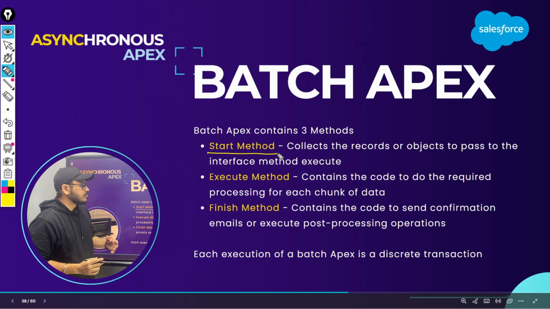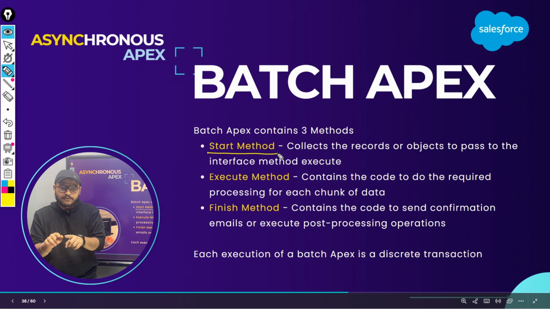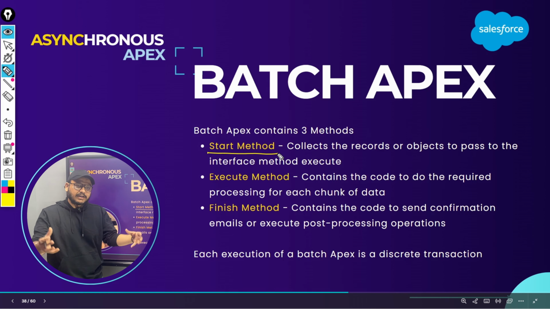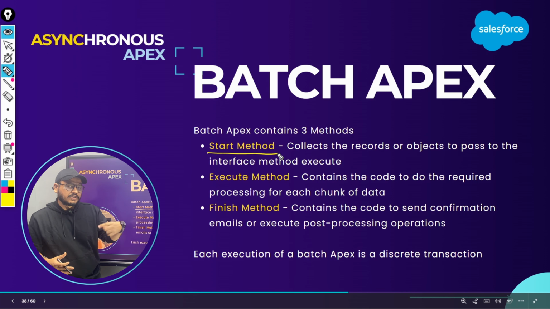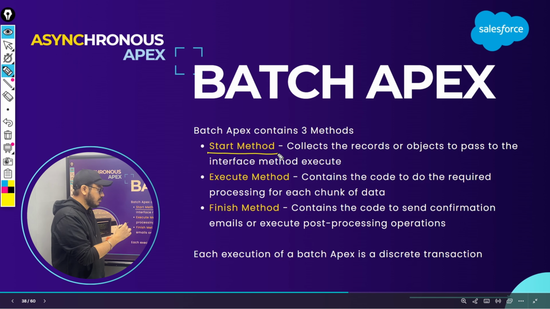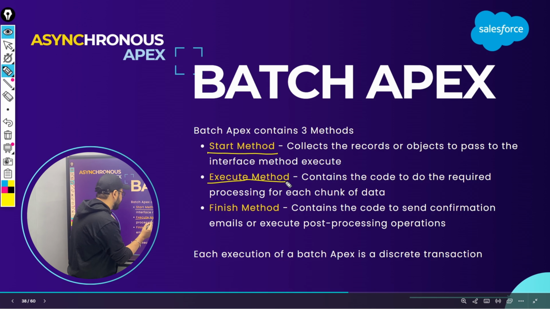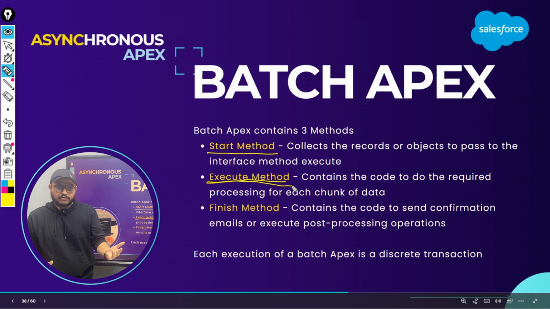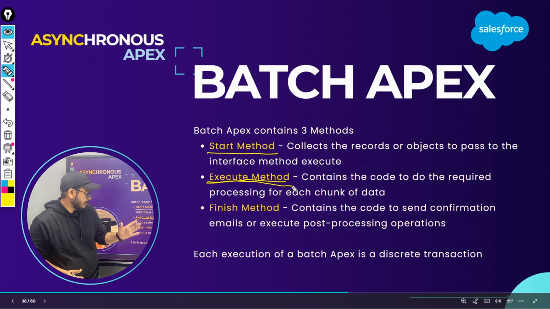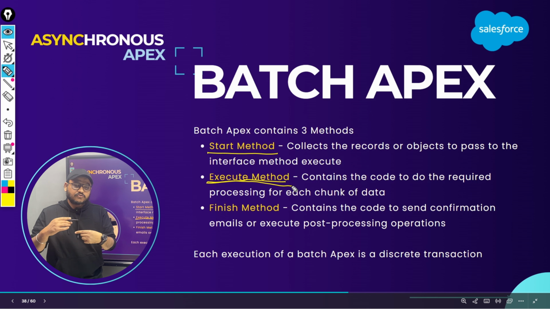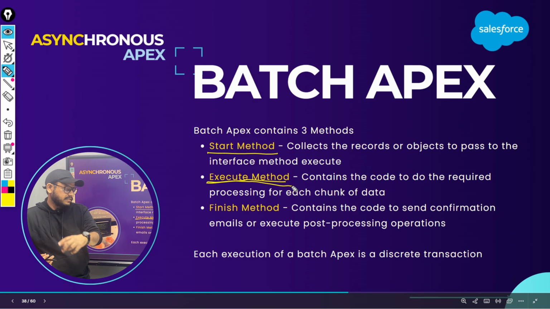The start method is responsible for collecting the records or defining the scope of records. So if I have to process 50,000 records, the start method is the method which will collect all those 50,000 records, and then the processing will start happening batch by batch. The actual processing of records happens in the execute method, pretty similar to queueable or schedulable Apex. The execute method is the one which will get executed multiple times. The start method will execute once. The execute method will get executed multiple times because it is going to get executed in batches.